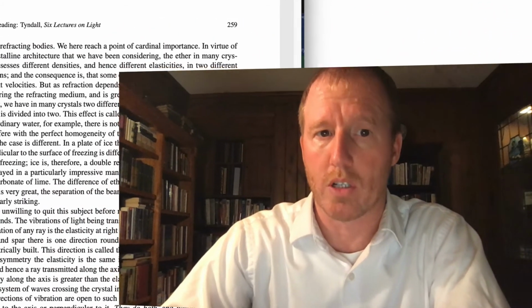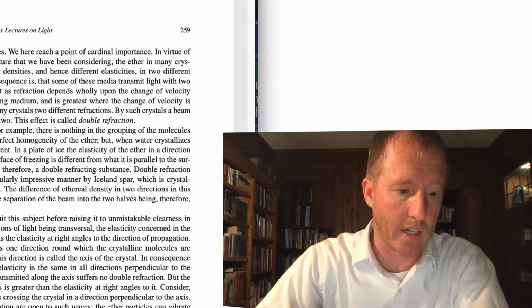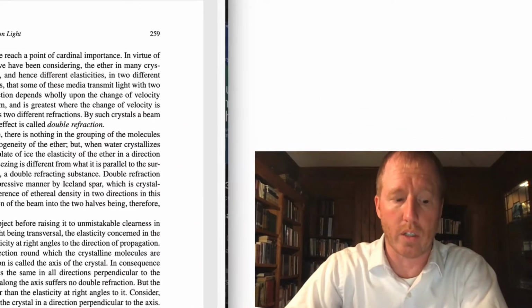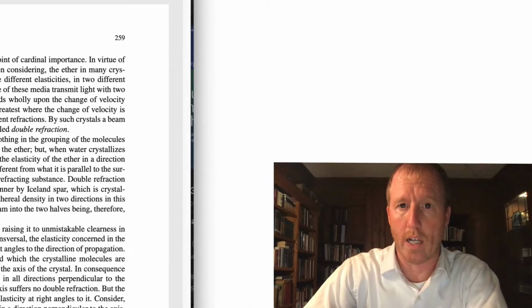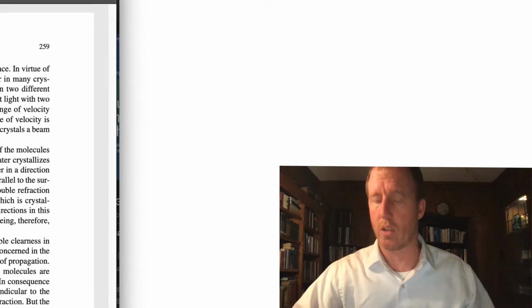In any case, one of the main points he makes is that light, because of its great velocity, whatever medium it's traveling through must either be a very stiff material or a very rare material. That's what he's talking about on pages 258 and 259. Then what Tyndall goes on to talk about is how light is a transverse wave as opposed to a longitudinal wave. So let me remind you what he's mentioning here.